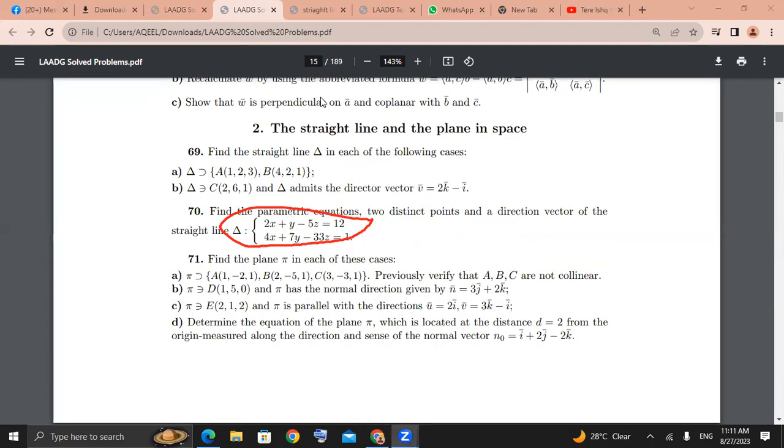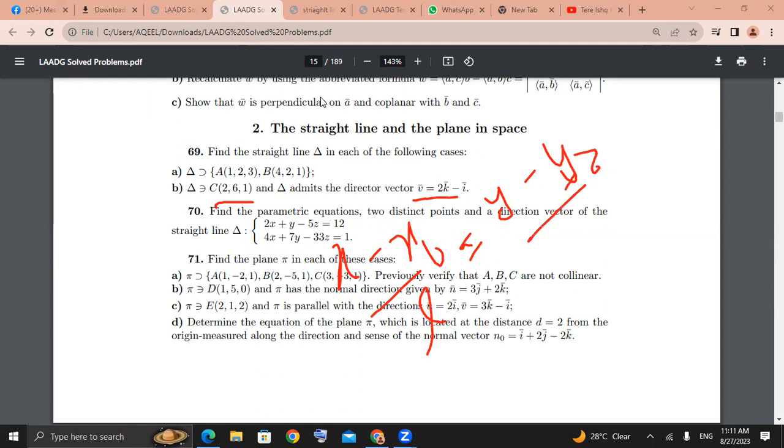Now we are moving toward its second part. What about the case where he says one point and one vector? So in case of one point and one vector, as I told you, we have the equation x minus x naught divided by L is equal to y minus y naught divided by M is equal to z minus z naught divided by N, it's equal to T. We use this equation.